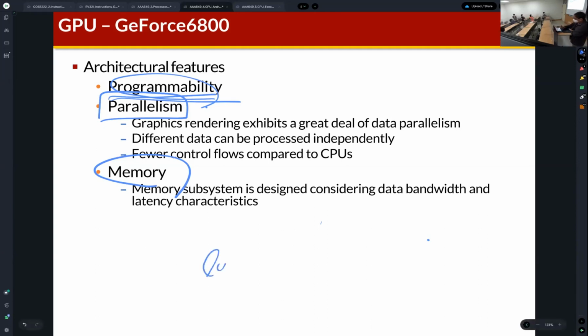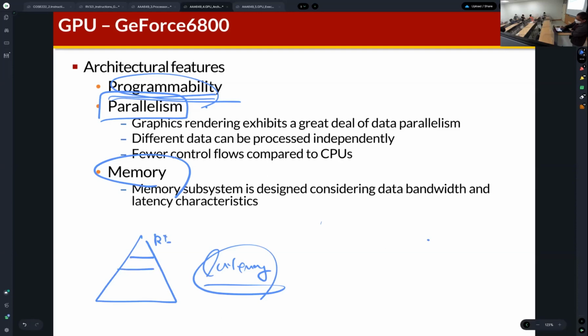It's latency, right? So why do we use the memory hierarchy? Register, cache, and the memory. Why do we use memory hierarchy? Because we want to reduce latency for load instructions. So that's why we use the memory hierarchy inside of the CPU.